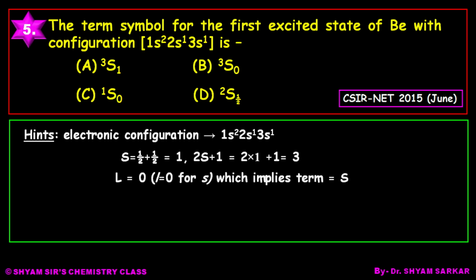Now the J value: L+S to L-S, that means 0+1 to 0-1, and the J value is 1. So the term symbol is 3S1. That means option A is the right answer.